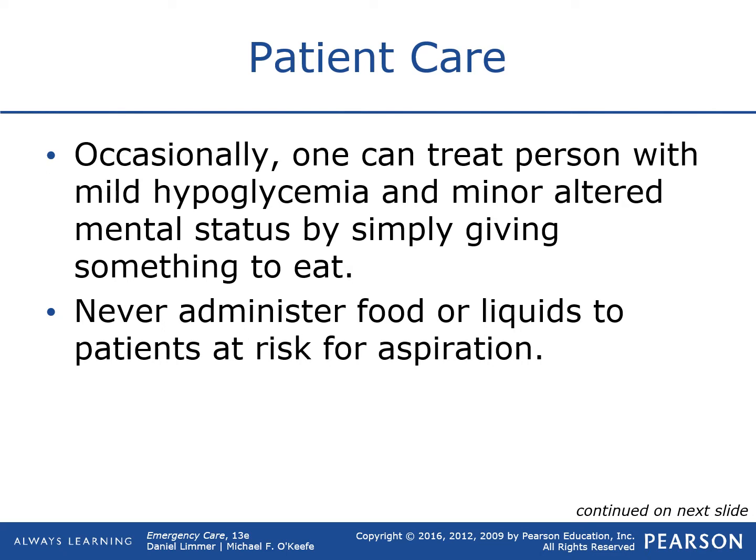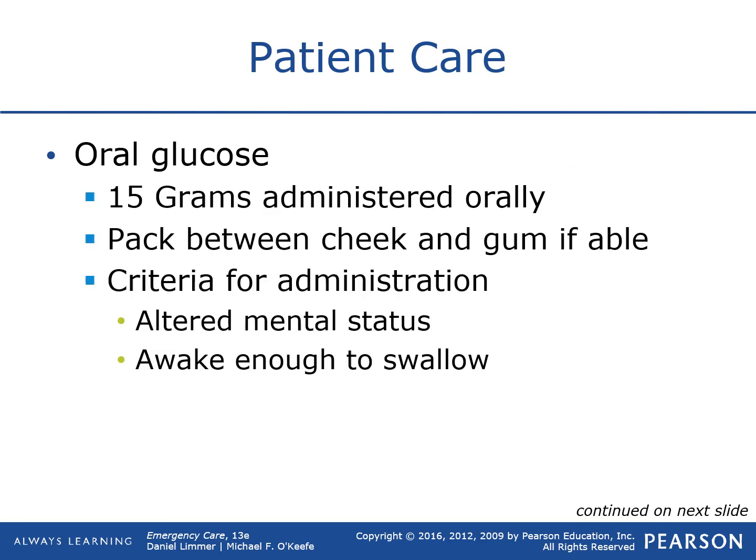And then, like I said, when we have someone who has very low blood sugar, so it's below 60, and they're symptomatic of it, we're giving them our oral glucose. So oral glucose, remember our dose is 15 grams. It's administered orally. We pack it between the cheeks and gums if able to, because it can actually get into the bloodstream through there a little bit before they actually swallow it. And always, again, make sure that they are able to swallow. So these are patients that have altered mentation, but they are awake enough to swallow.